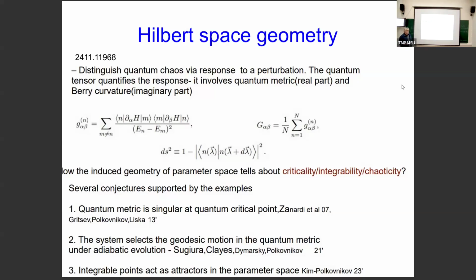It's the mark of singularity, that is, we have some criticality, a singularity in the quantum metric. On the other hand, it also marks the integrable points. To some extent, integrable points in the family of perturbations look like a kind of attractors. To recognize these pictures, it's possible to investigate geodesics in this way.